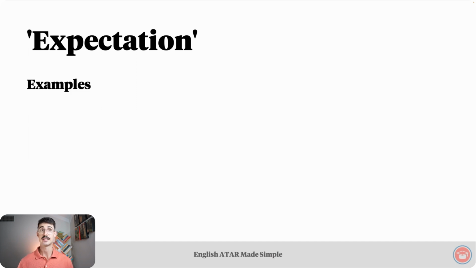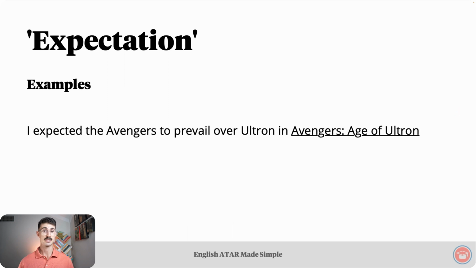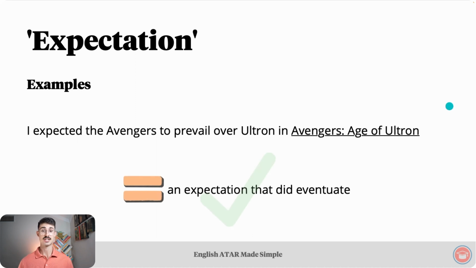Let's have a look at some English ATAR related examples of expectations. I expected the Avengers to prevail over Ultron in Avengers Age of Ultron. This was an expectation that did eventuate. Not sure if you've seen the movie, but this is exactly what happened at the end of it. There's a bad guy who's Ultron. The Avengers are the good guys. They defeat Ultron at the end of it.